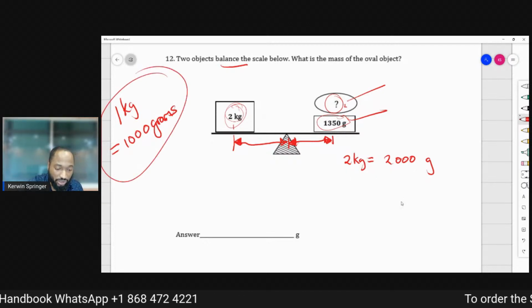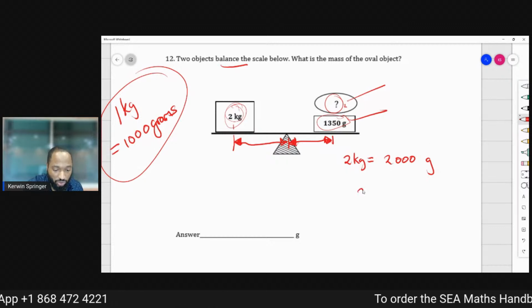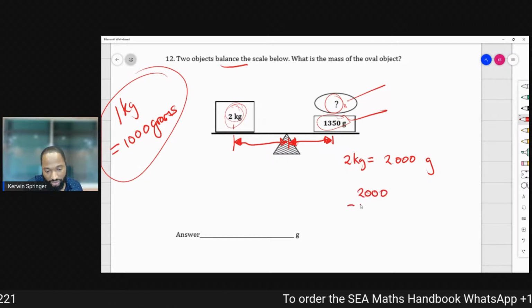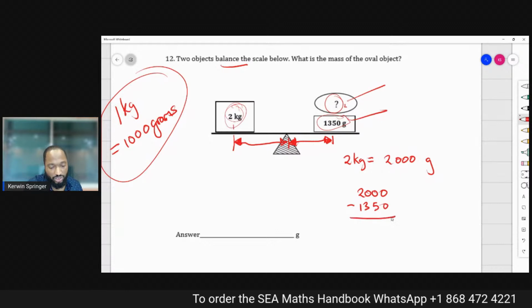So 2 kilograms is equal to 2,000 grams. So now 2,000 grams, 1350, subtract those.